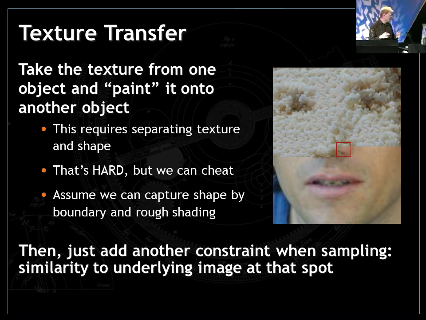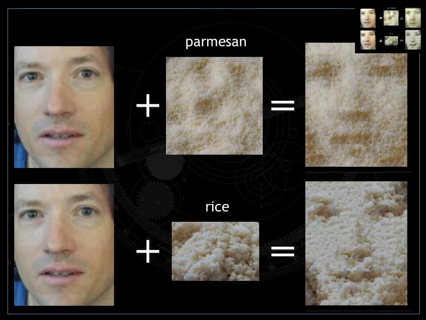And then the modification to the algorithm is very simple. We just add another constraint. We add the similarity of the underlying image at that spot. So for example, there is a picture of my co-author being painted with a rice texture. And the red square is where we're going to place the texture next. And we want not only for the rice at that point to agree with the rice before it, but we also want it to agree with a little bit of the nose underneath. That's all. And here are the results.